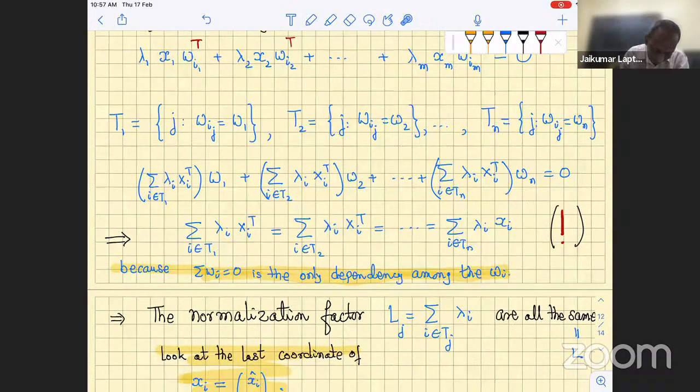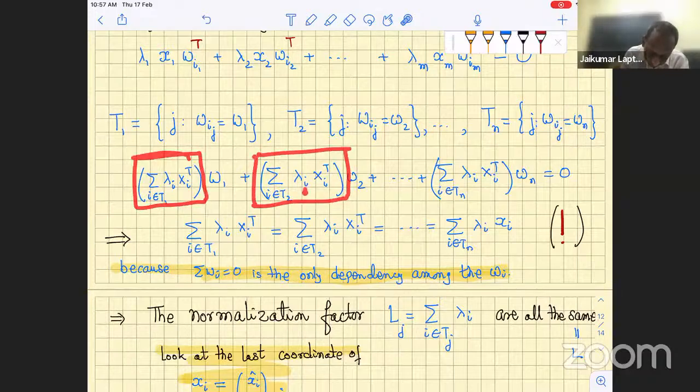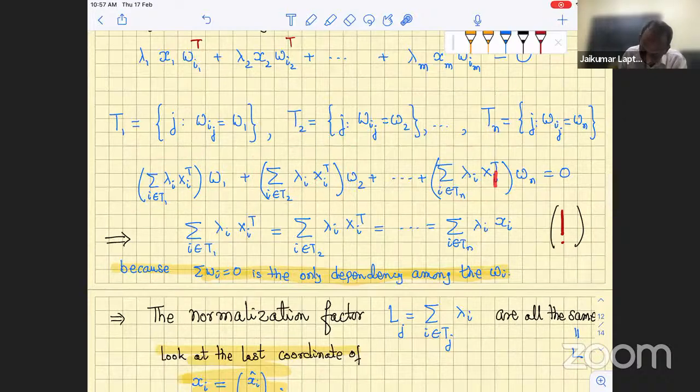Now, the claim is that all these things are actually equal. Each of these coefficients actually is equal. This coefficient is a vector here. This coefficient is a vector, like a column vector. These are actually transposes here, but I messed up. So all these vectors are actually equal.